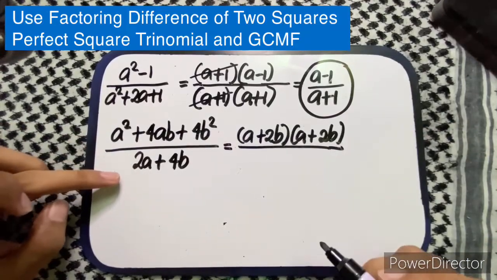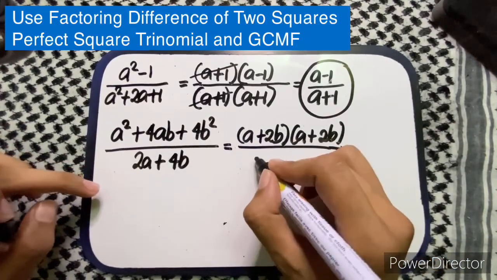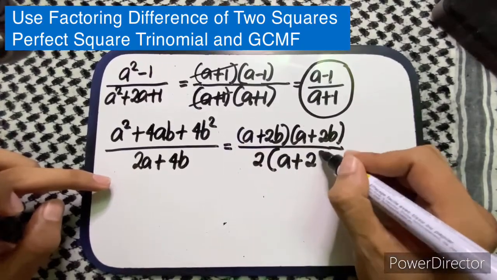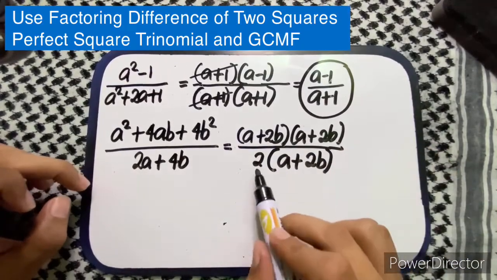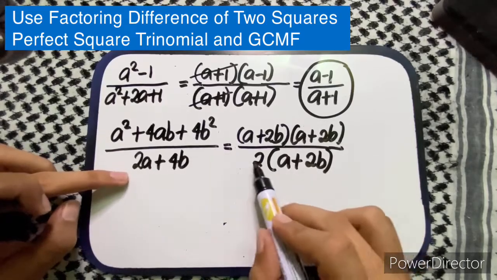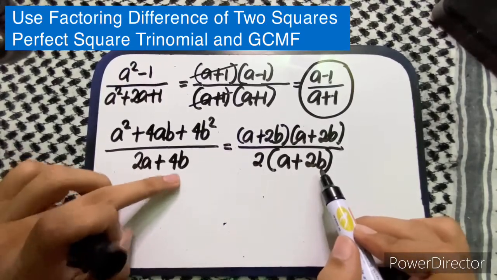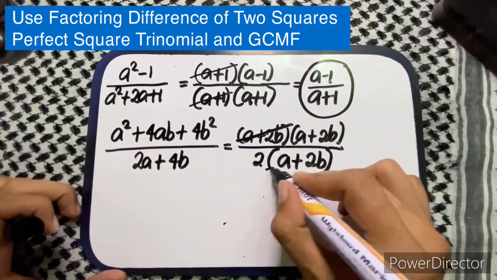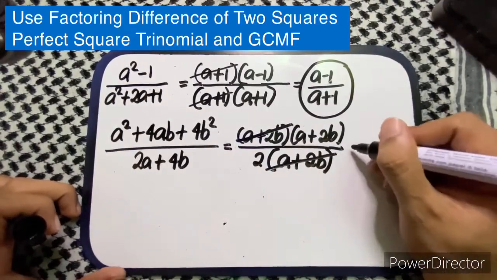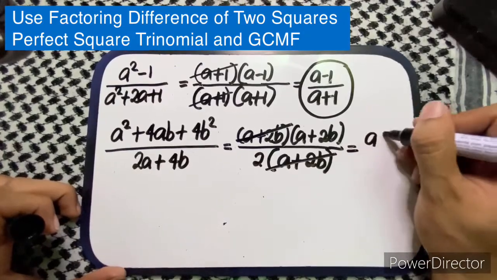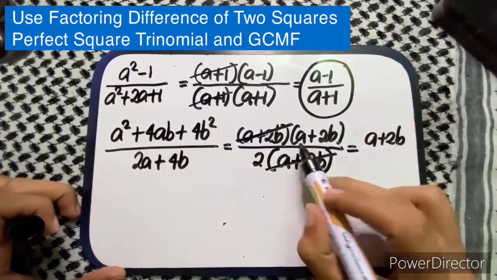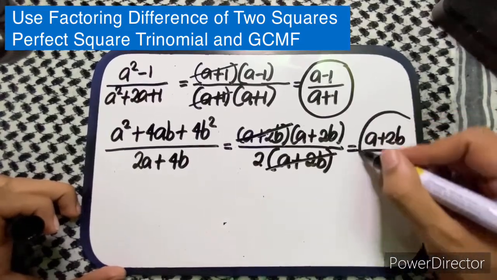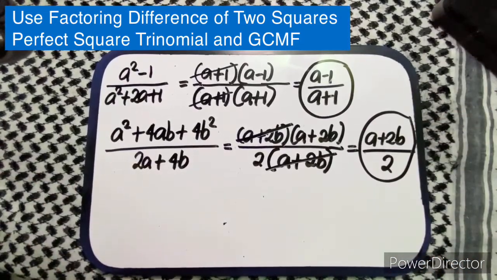Next, in the denominator, this is 2 times a plus 2b, right? Because 2 times a is 2a, 2 times 2b is 4b. Okay, so cancel out a plus 2b and a plus 2b. So the simplified form is a plus 2b all over 2. So that is the simplified form.